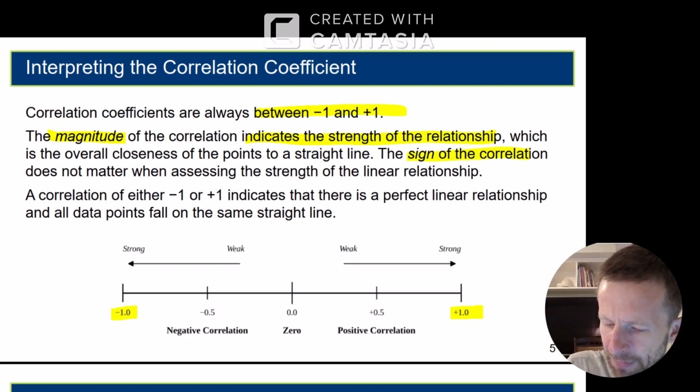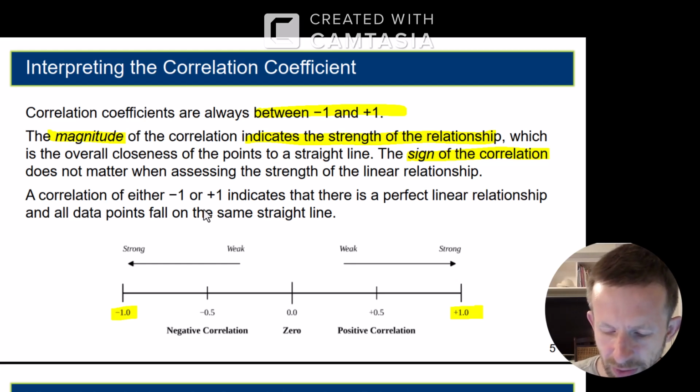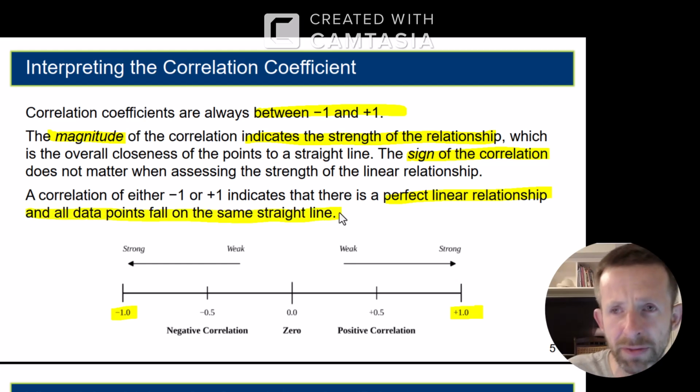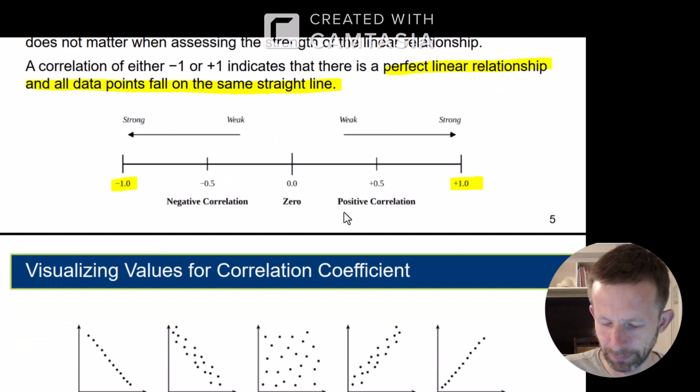The sign of the correlation just tells you the direction of the relationship. So negative means it's a negative relationship. Positive means it's a positive relationship. A correlation of either -1 or 1 indicates that there's a perfect linear relationship. Basically, none of the data points deviate from the straight line. They're all perfectly on the straight line.